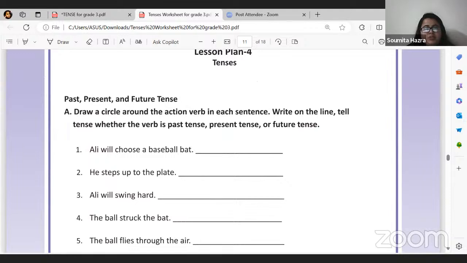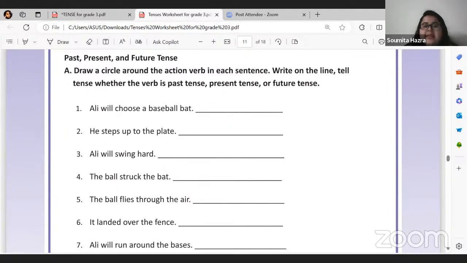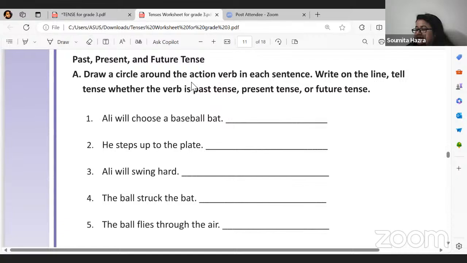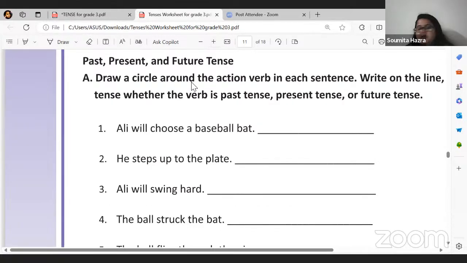Let's do this. You need to identify which sentence is written in which tense. It is written in present tense, past tense or future tense. That much. Identify that it is written in present tense, past tense or future tense. The first one, number 1.